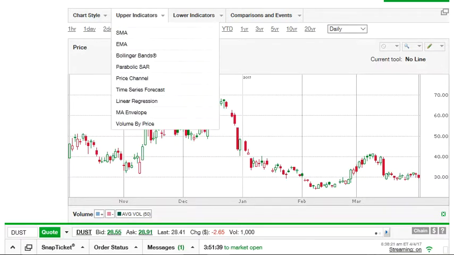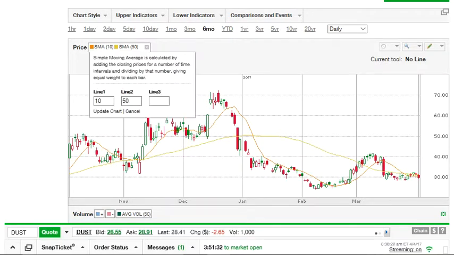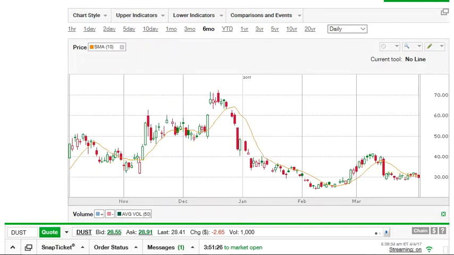Oop, I deleted it by mistake, sorry. So you would go to here and you'd get rid of this. You just want to put in the simple moving average. And so there's your simple moving average line. So that is a 10-day simple moving average. That just means that's the average price of the stock in the last 10 days. And you can see the line kind of follows the pattern of the stock.